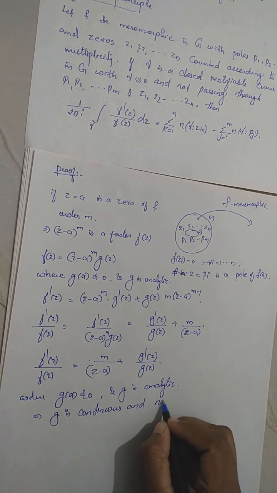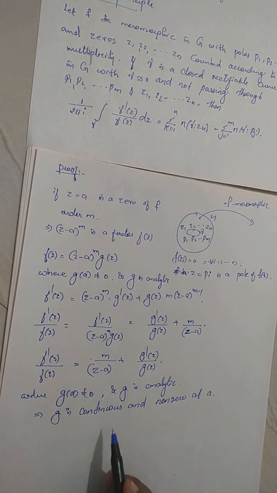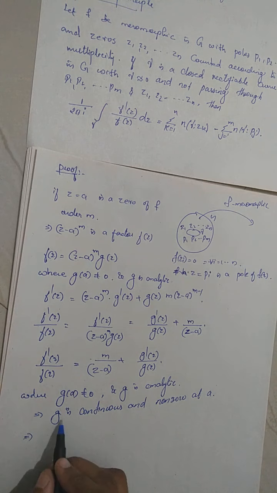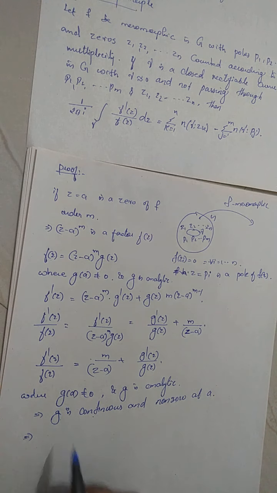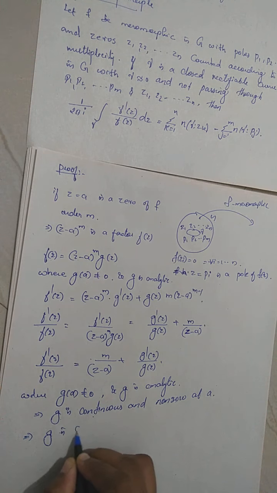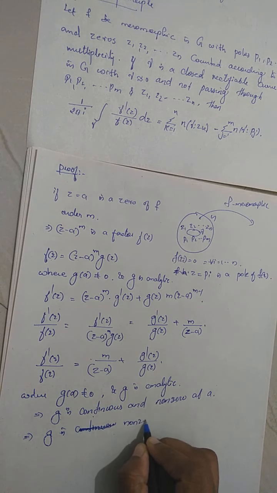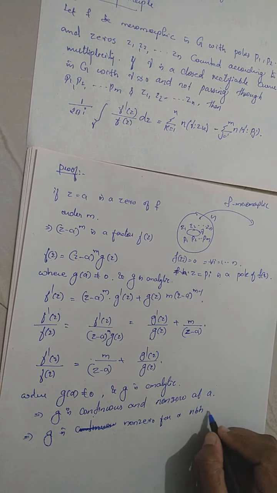So which means g is continuous and non-zero at a. G of a is non-zero means function g has non-zero value at the point a. So when a continuous function is non-zero at some point a, then that function has to be non-zero in some neighborhood of a. Then g is continuous, then g is non-zero for a neighborhood of a.